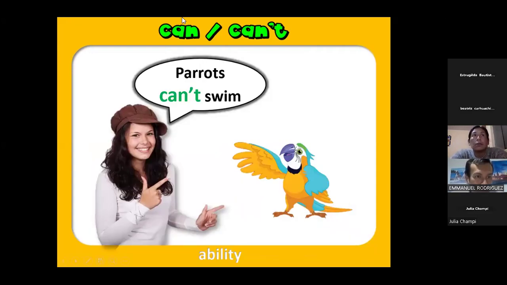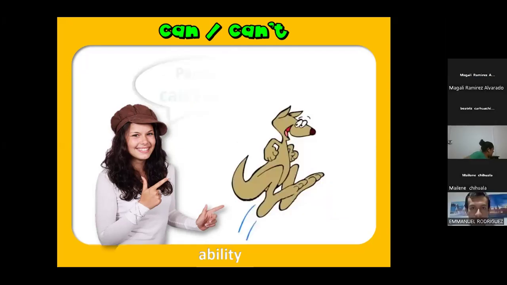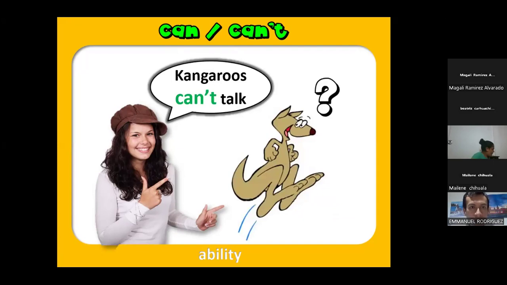Another student. Mylene Chihuahua. Mylene. Okay. Good evening, Mylene. Parrots can't swing. Okay, parrots can't swing. Okay, thank you. Next student.